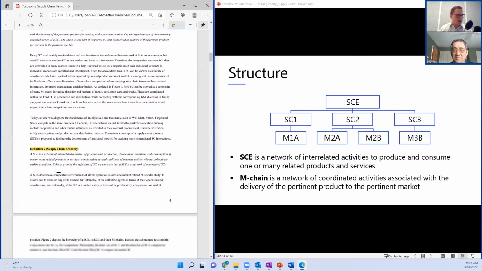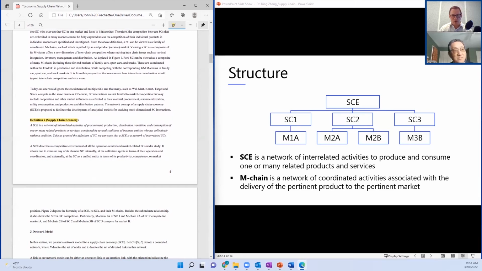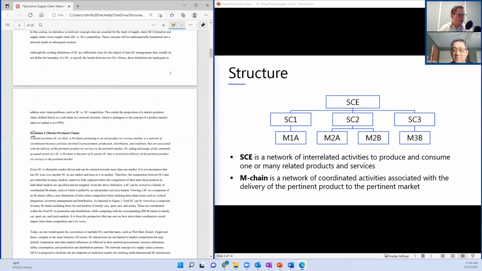The supply chain itself is a family of coordinated M chains, and each M chain, or market pertinent chain, I'll just highlight that section right here. Each M chain is a network of coordinated business activities for delivering one particular product to one particular end market. So in a single supply chain, you'll have many different M chains for various end consumer markets, but you'll have similar assemblies and they're coordinated in the same production process.